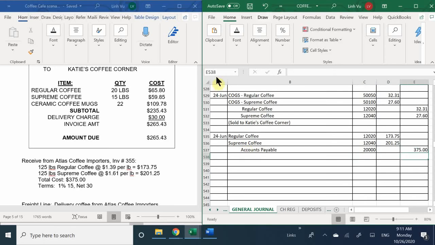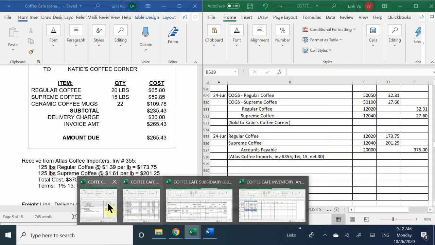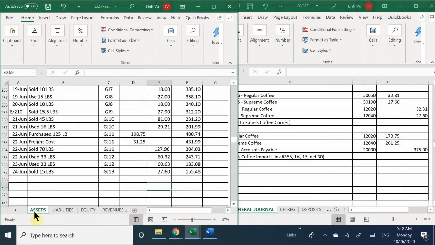The narration is Atlas Coffee Imports, invoice number 355, and the terms are 15 net 30. Good. Then go to the ledger, and other assets.